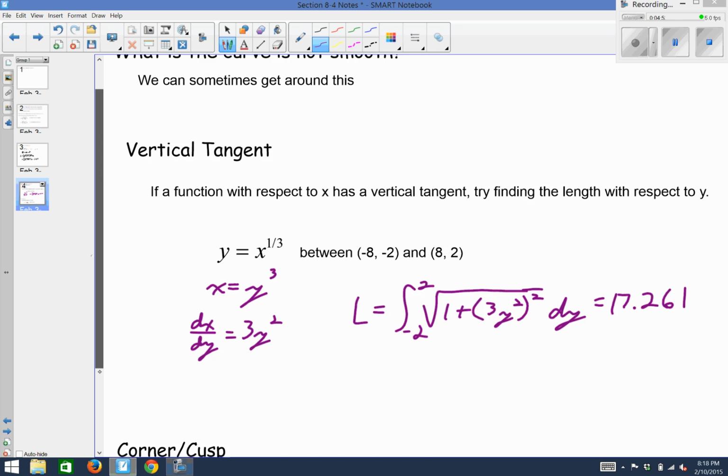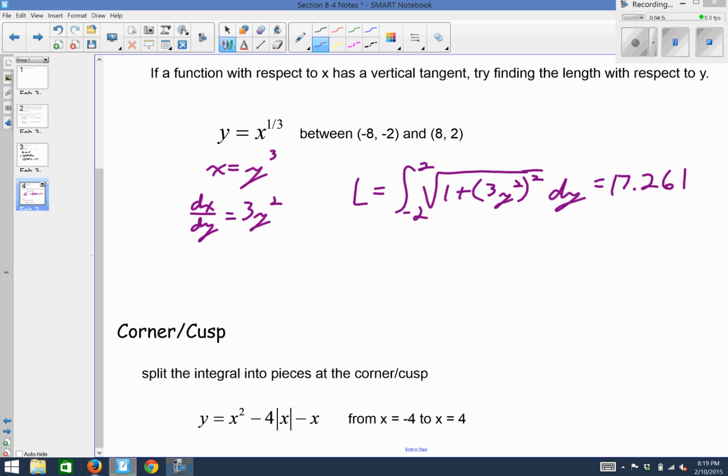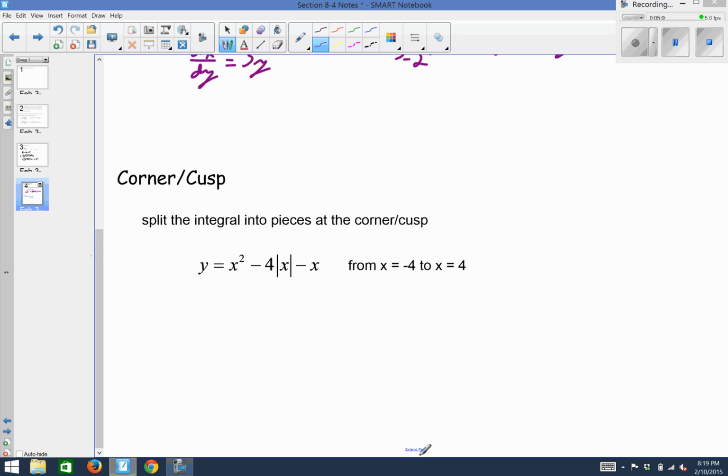If we have a corner or a cusp, the way we do this is we just split the integral into pieces. So one piece is going to just go up to the corner from the left, and then the other piece starts at that corner. Because a corner and a cusp, and this also works for point discontinuities and jumps, those all occur at points, and a point is infinitesimally small. They don't affect the length.